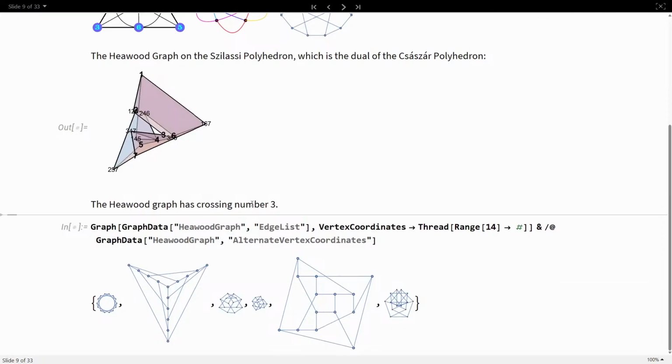We can also draw the Heawood graph with only 3 crossings. Here are two ways of doing it. Here the graph is drawn with only 3 crossings, and here the graph also has only 3 crossings. Figuring out the fewest number of crossings for a given graph gets difficult, especially as the graph gets large.